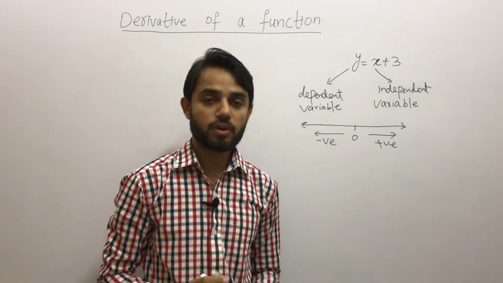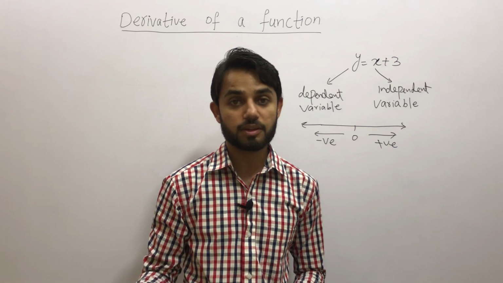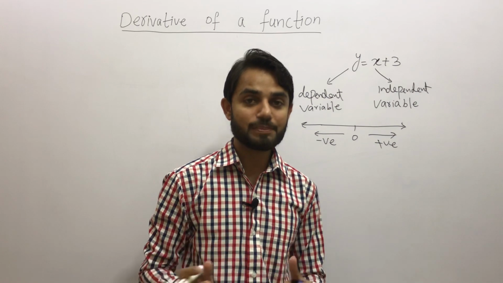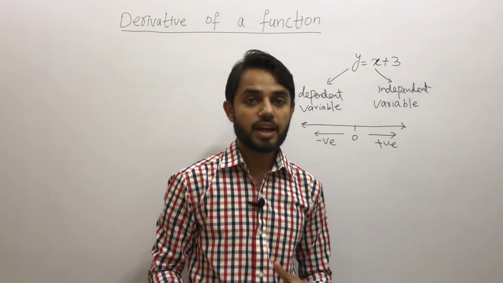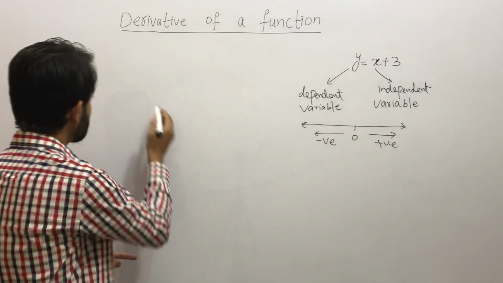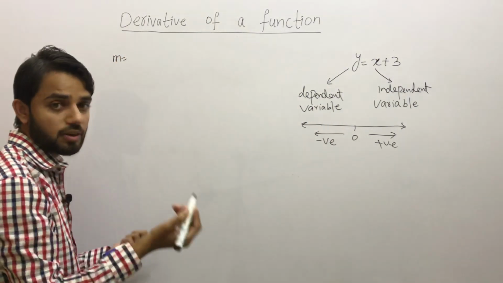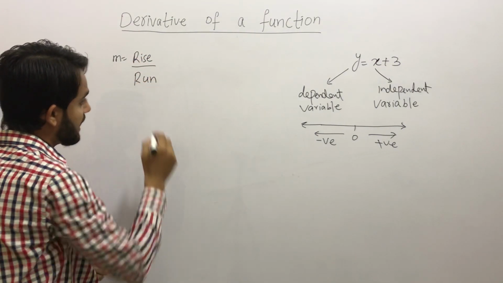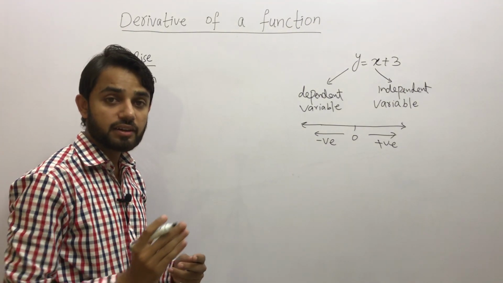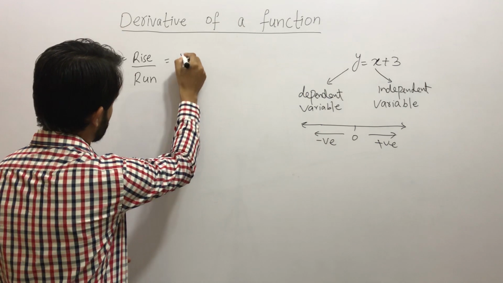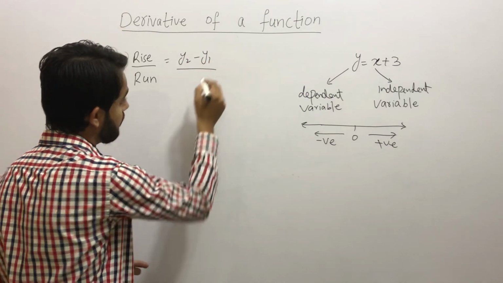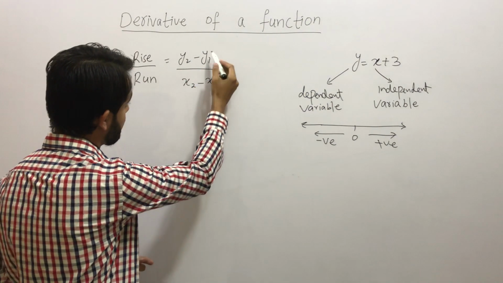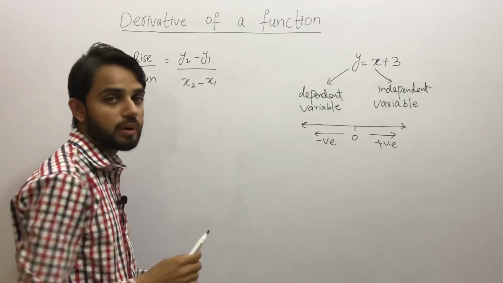Now let's come back to the point of the rate of change of dependent variable with respect to the rate of change of independent variable. Rate of change means that we are talking about slope, and we know from calculus that the basic formula for slope is rise over run. Rise means how much change we have on the y-axis, so it would be y2 minus y1, over run, which is x2 minus x1. I will explain this point as well, how it is y2 minus y1 over x2 minus x1.